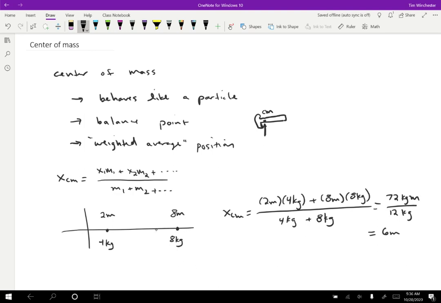And so when I divide that out, the center of mass position is going to be 6 meters. Okay, so that's going to be closer to the 8-meter position than to the 2-meter position, because the 8-kilogram mass is higher than the 4-kilogram mass. If they were equal, the average would be right in the middle, but because one is bigger, the average is going to be closer to that one.